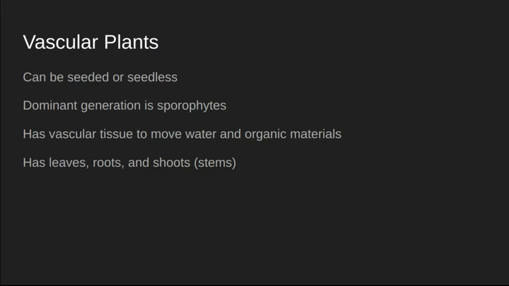Vascular plants are so named because they have vascular tissue that moves water and organic materials. They can be seeded or seedless, and the dominant generation for them are sporophytes. They do have a system of leaves, roots, and shoots. The shoots are usually what we would call the stems. They are diploid and undergo meiosis to form spores. Spores don't have to have another cell to fuse with. They can produce a whole individual using just the one N, but then they will have to go through and eventually make 2N.